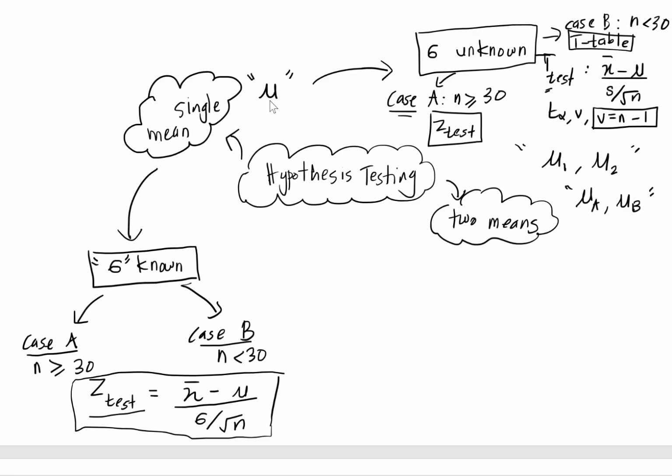That means for the single mean, we are going to use the z-test, in which we use the z-table, table 3. But when the population standard deviation is unknown and n is less than 30, we must use the t-test or t-table, in which your degree of freedom, v, is equal to n minus 1.